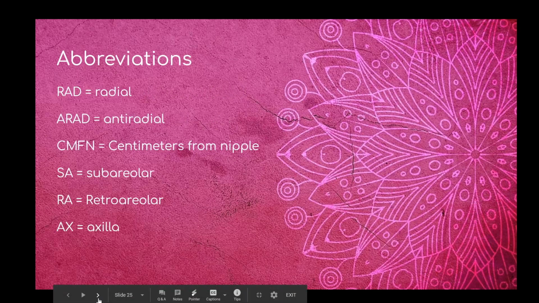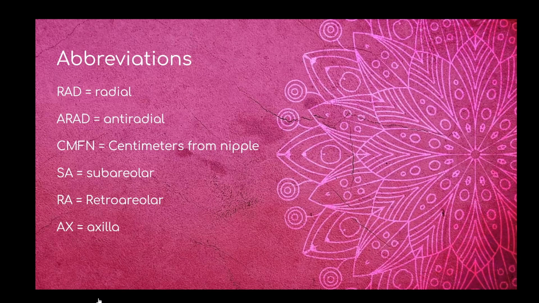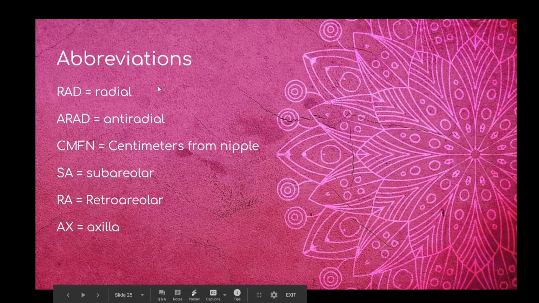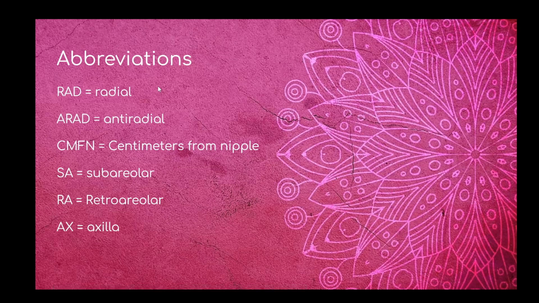There are some abbreviations that you'll see in labeling as you watch videos and study other breast imaging. What you'll commonly see is radial and antiradial abbreviated down to rad and arad. CMFN stands for centimeters from nipple, and subareolar and retroareolar are both the same area, right behind the nipple. And AX usually stands for axilla. So these are common abbreviations that you can use in your breast imaging, both on campus here and while scanning at clinic.